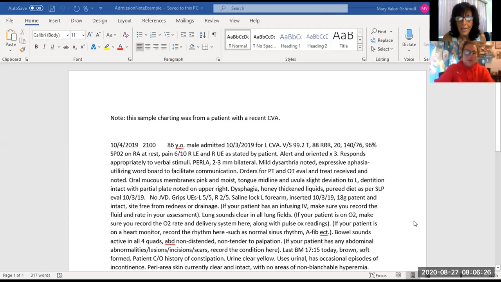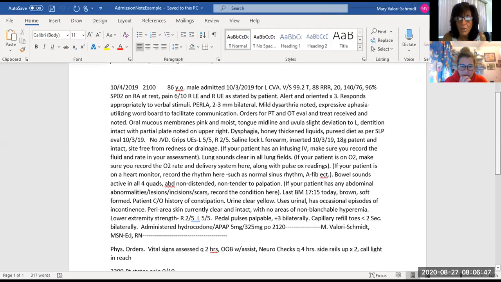Go ahead. So anyway, we go down the line. When we talk about his mouth and his swallowing problems, we talk about his diet. And then we talk about his status as far as his throat and neck. IVs, hand grips, so hand strength, lower extremity strength. Anyway, so I'll send you this note. This is a really good example of a head to toe with a focused assessment in it.